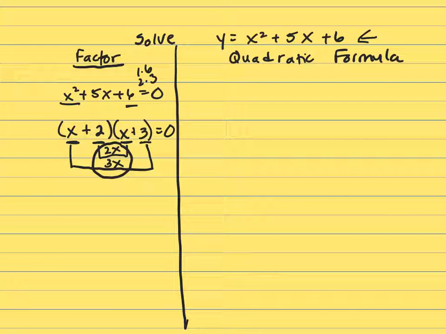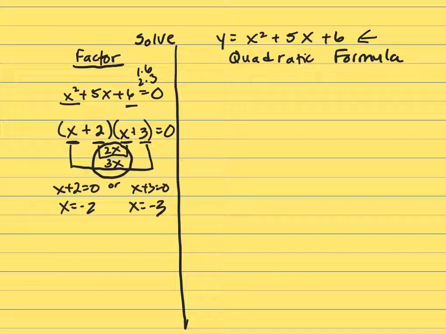And what's the only way you can multiply two things together and get 0? One of them must be 0. So x plus 2 must be 0, or x plus 3 must be 0. And that's x equals negative 2, or x equals negative 3. So there are my two solutions.